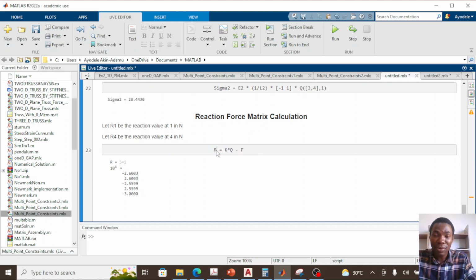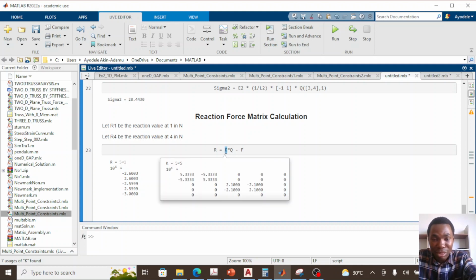The reaction, which is defined as R, equals K multiplied by Q minus F. This K is the unmodified global stiffness matrix, the matrix where you've not added any large stiffness or multipoint constraint stiffness. You can see this is the K matrix where I only added K1 and K2. I have it stored in my MATLAB memory.